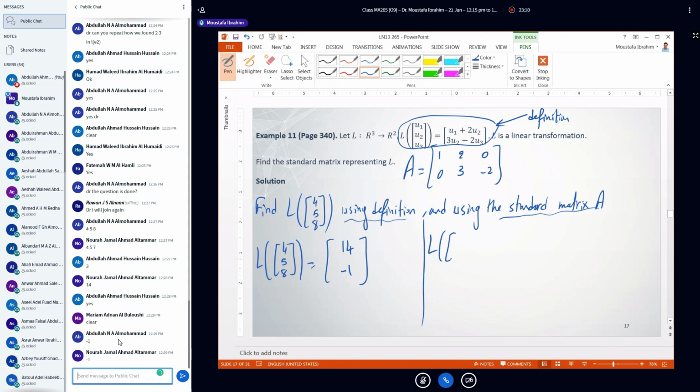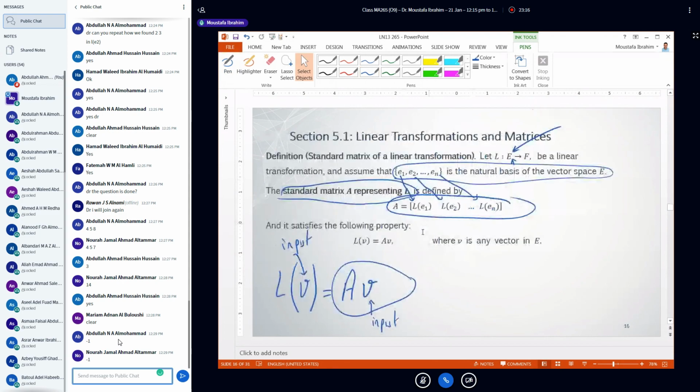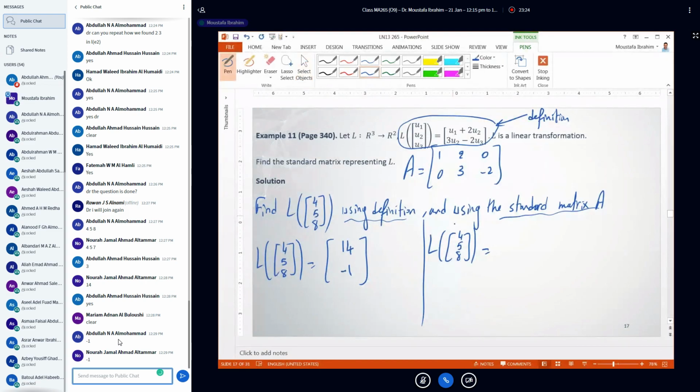Now I will use the standard matrix. Look, guys, L(4, 5, 8). To find the output, as I said here, what do we do? You take the matrix A, you multiply it by the vector 4, 5, 8. So what's the matrix A? It's 1, 0, 2, 3, 0, minus 2 multiply 4, 5, 8. And we must get the same. Let's see. Multiply row by column. 1 multiply 4, it's 4, plus 10, 14. Here, 0 plus 15 minus 16, minus 1. Look, did we get the same?